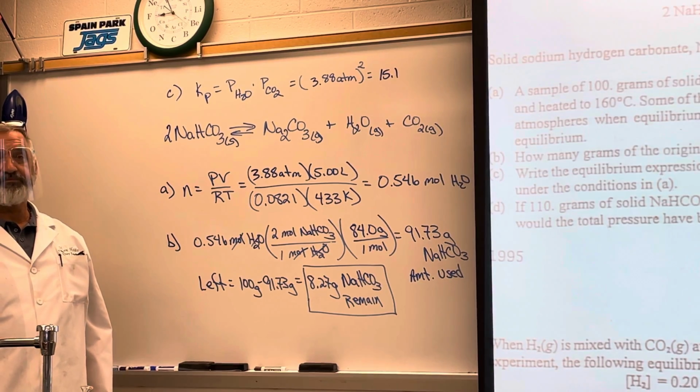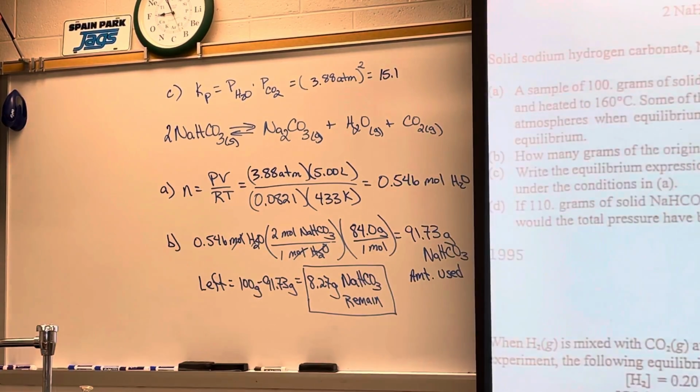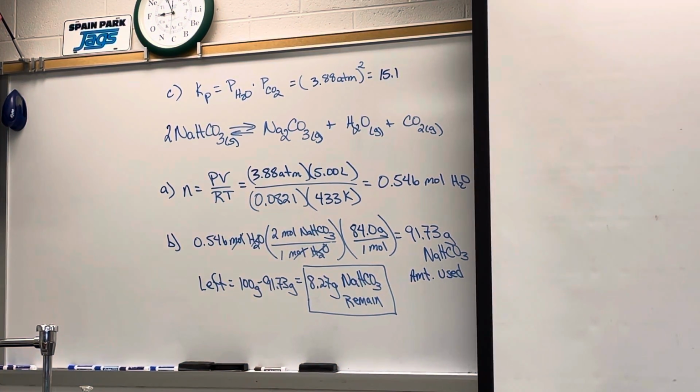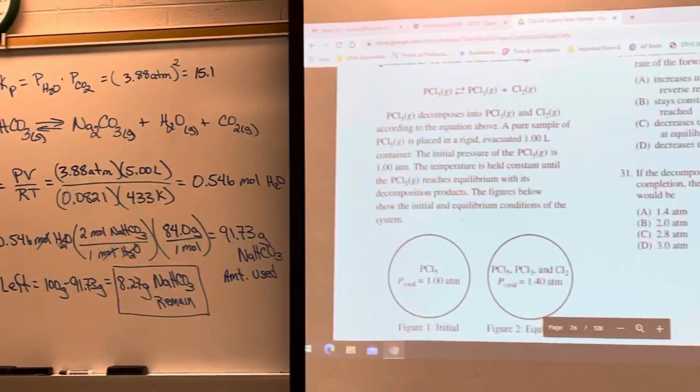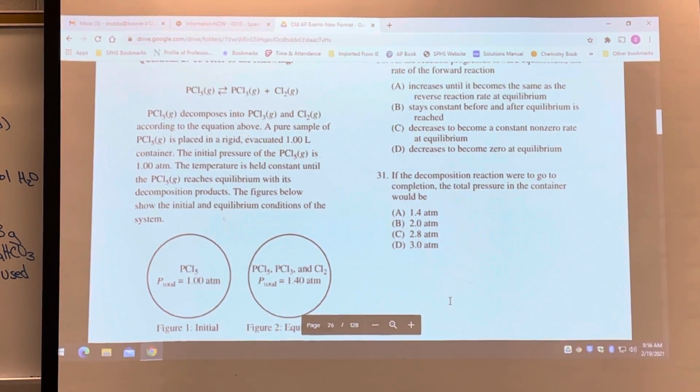All right? Let's look at a different way that same type of question is asked. PCl5 decomposes into PCl3 plus Cl2. The PCl5 decomposes according to the equation above. A pure sample is placed in a rigid 1-liter container. The initial pressure of the PCl5 is 1 atmosphere. Temperature is held constant until PCl5 reaches equilibrium with its decomposition products. The figures below show the initial and equilibrium.